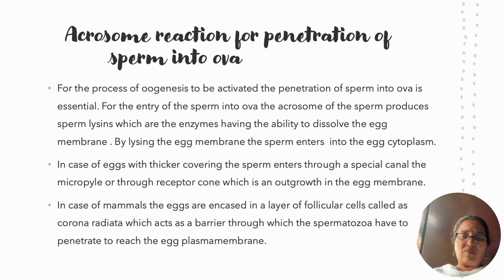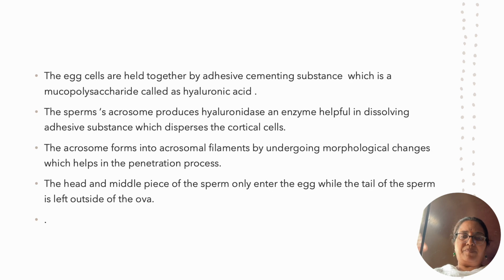In case of eggs with a thicker covering, the sperm enters through a special canal, the micropyle, or through the receptor cone, which is an outgrowth in the egg membrane. In case of mammals, the eggs are encased in a layer of follicular cells called the corona radiata, which acts as a barrier through which the spermatozoa have to penetrate to reach the egg plasma membrane.